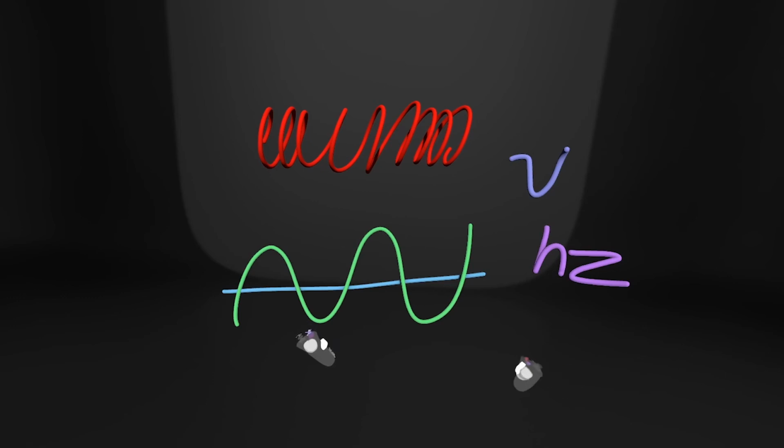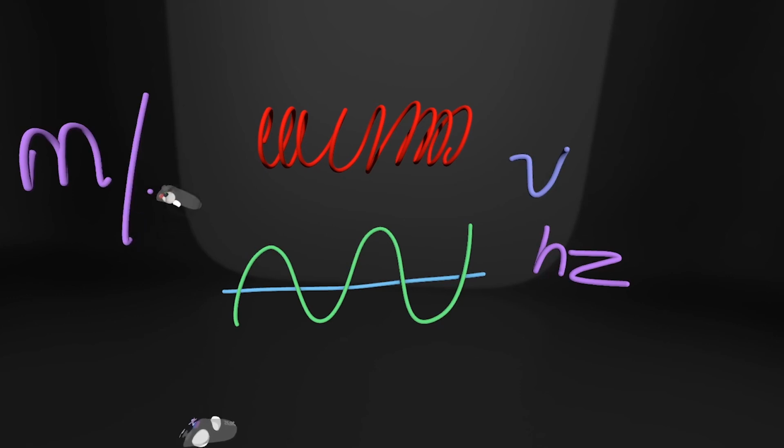And lastly, we have speed. The speed of a wave is defined as the distance to which a point on a wave travels per unit time. A common unit is meters per second. Meters per second for speed, and hertz for frequency.